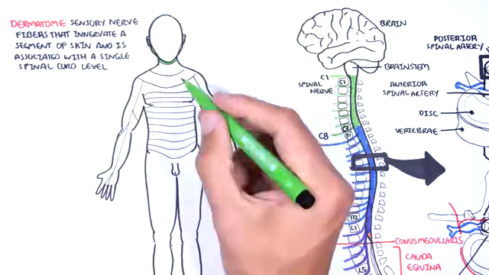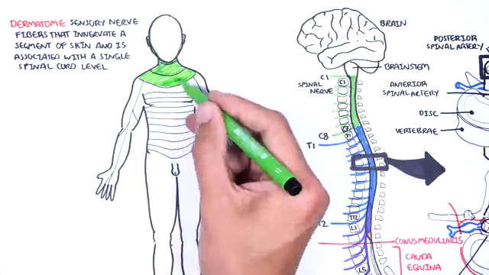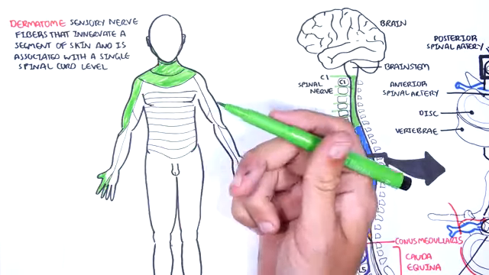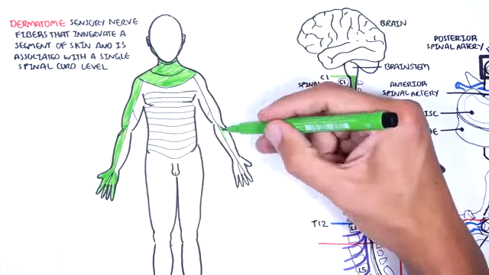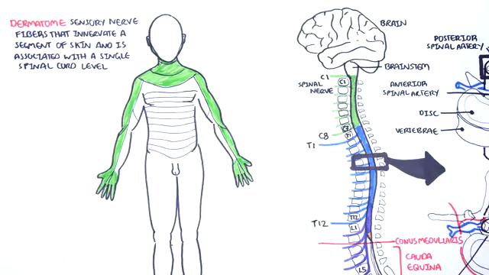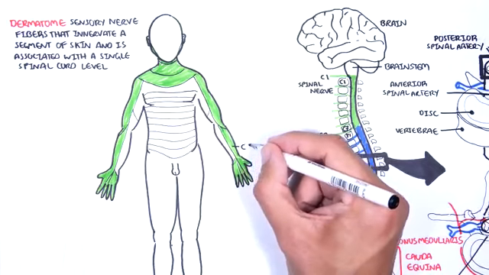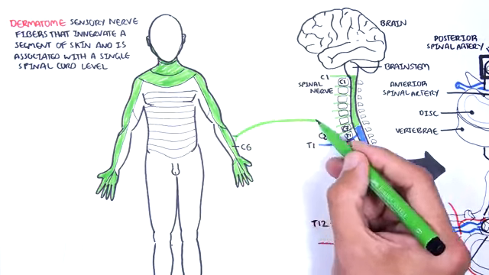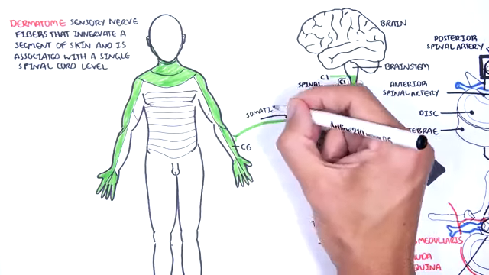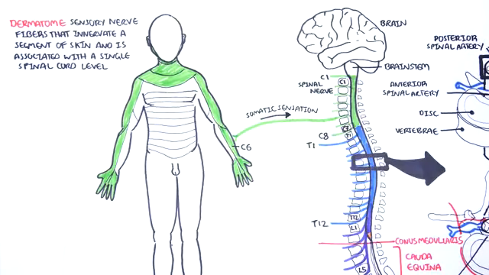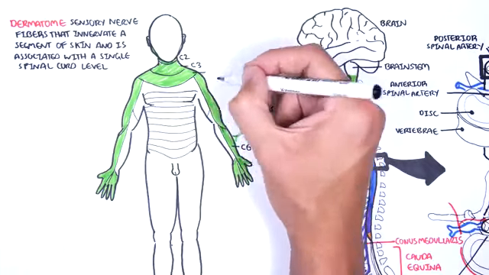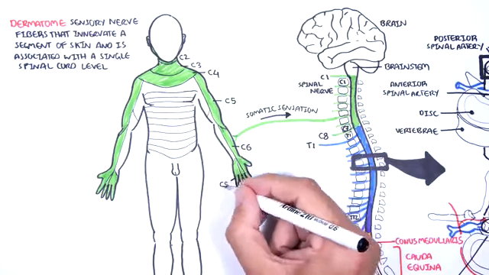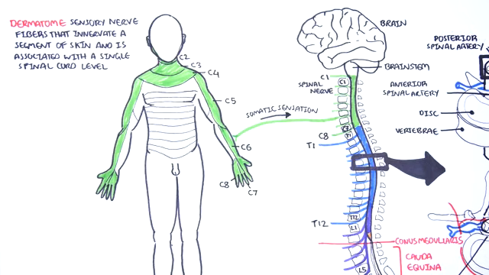This area in green here is innervated by spinal nerve fibers from the cervical spinal cord. The dermatome drawn in green here correlates with different sections of the cervical spinal cord. This area has sensory nerve fibers which will bring information to the C6 spinal cord level. Here is C2, C3, C4, C5, C6, C7, and C8. We have 8 cervical spinal nerves.